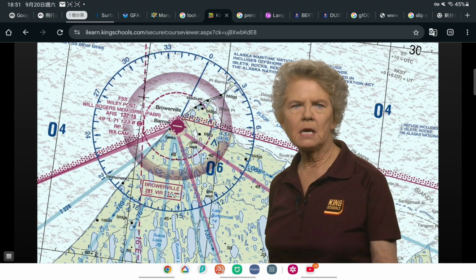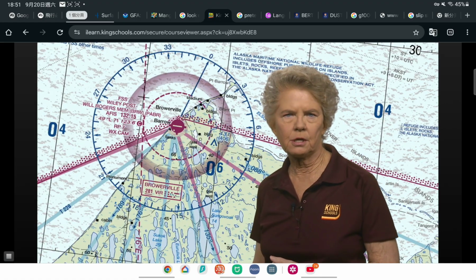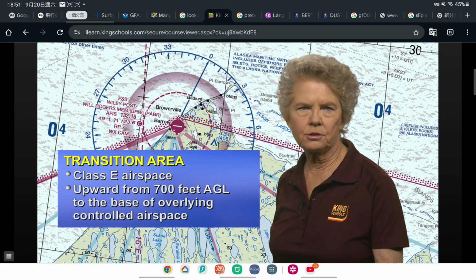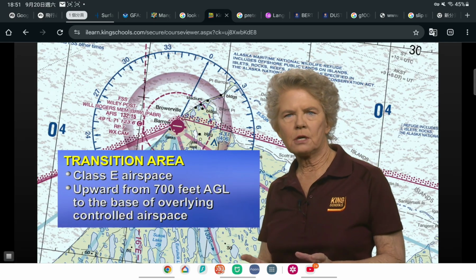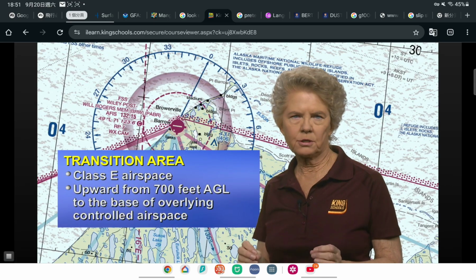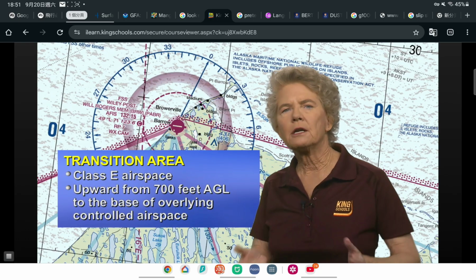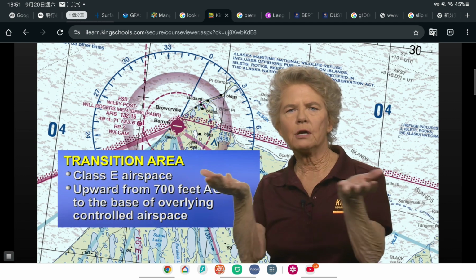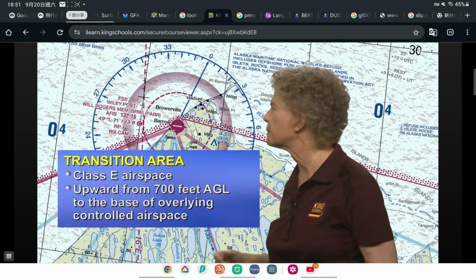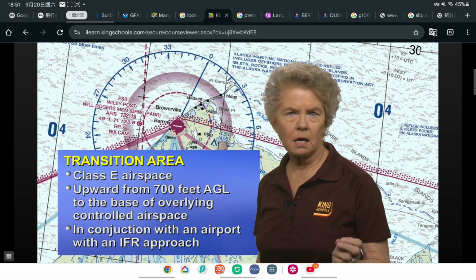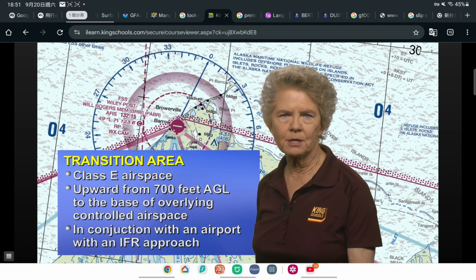On the test, they may ask you about a transition area. This pink shaded area is a transition area. Transition areas are Class E airspace extending from 700 feet above the surface and terminating at the base of the overlying controlled airspace, in conjunction with an airport that has an instrument approach.